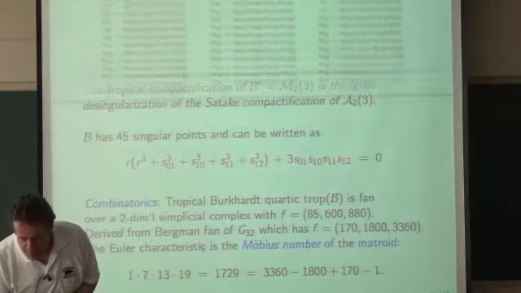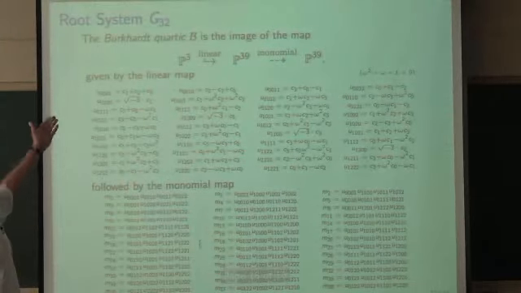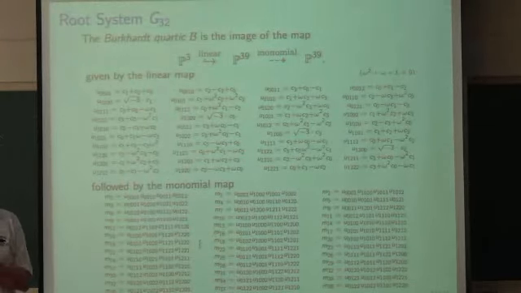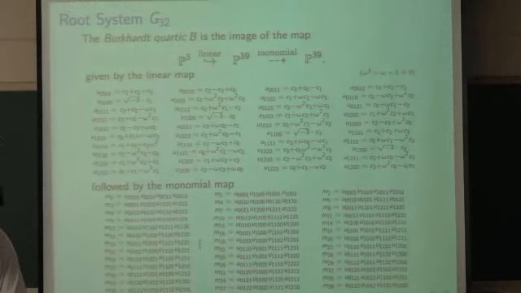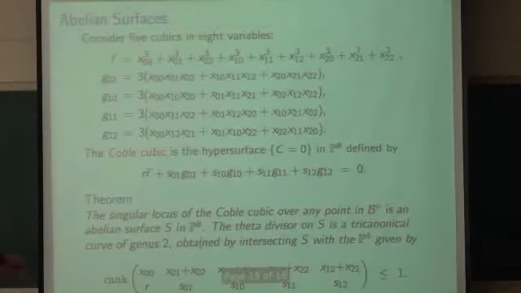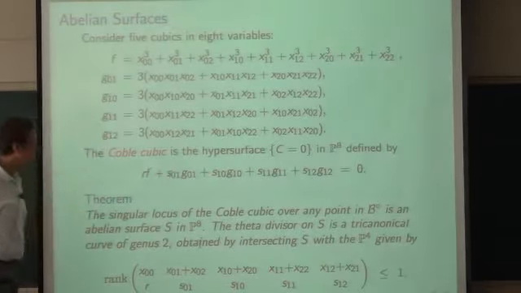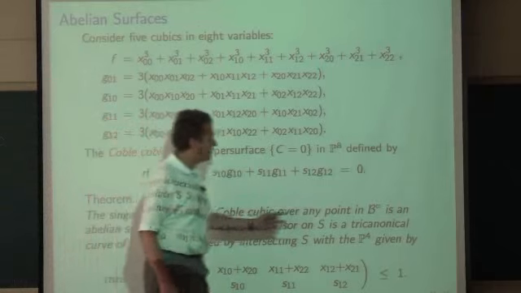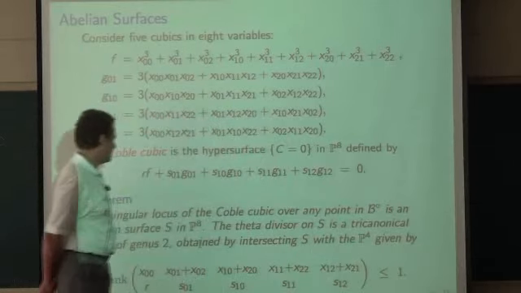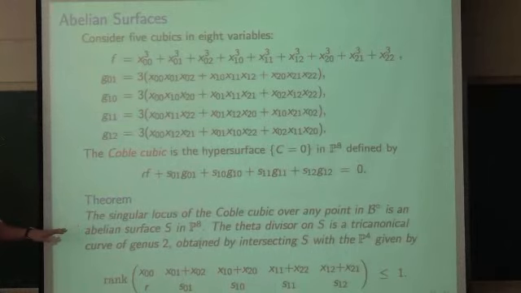How do I make points on the Burkhardt quartic? Well, if I wish, I can start in P3, right? Everything is driven by P3. You give me any point in P3, I map it in, and I get numbers. Okay? R, S, S, S, S. Okay? Here's a theorem. The singular locus of this cubic over any point in the open Burkhardt quartic is an abelian surface in P8.